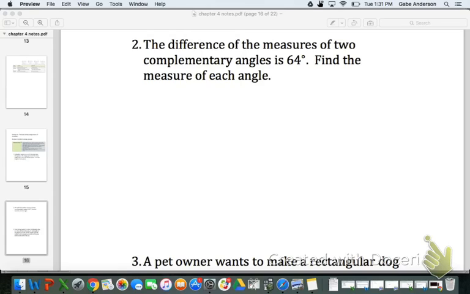Obviously, you've identified a keyword, complementary, right? Think about what that means. Talk amongst yourselves. See if you can come to a conclusion. What does it all mean? The difference of the measures of two complementary angles is 64 degrees. Find the measure of each angle.